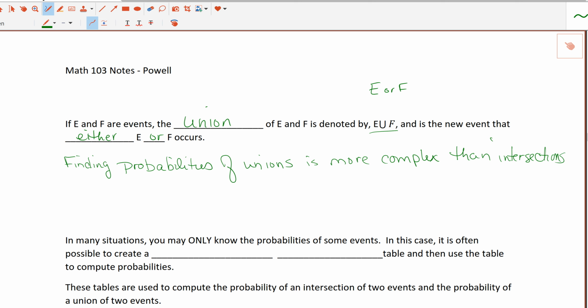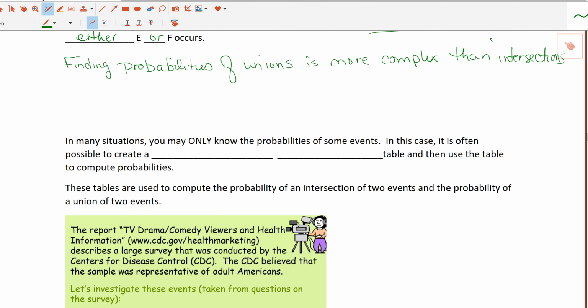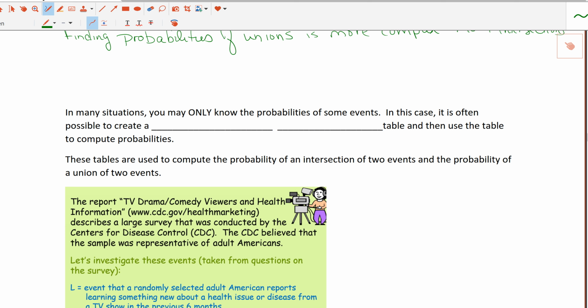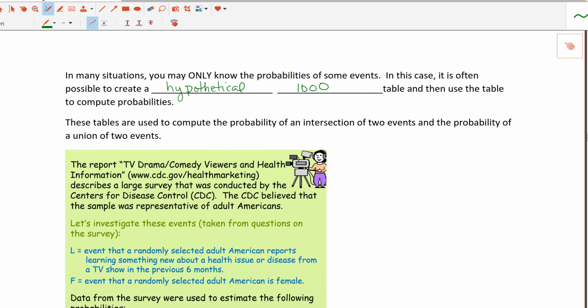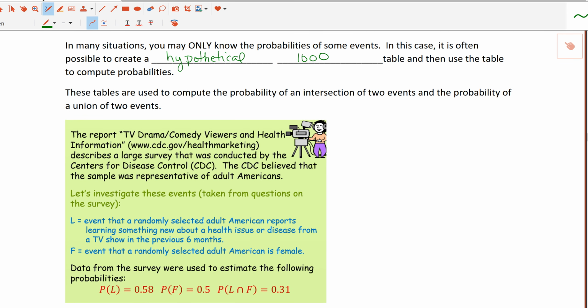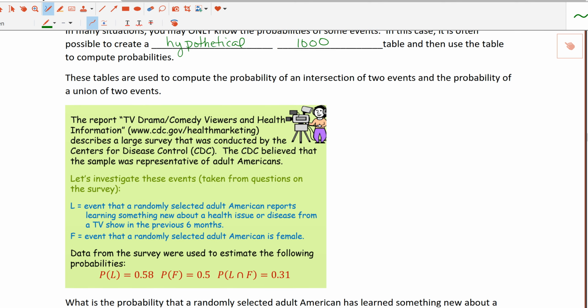So what we'll do is we'll look at what's called a hypothetical 1000 table. You may only know probabilities for some events. In this case, it's often possible to create what we are going to call a hypothetical 1000 table, and then use the table to compute the probabilities. Okay, and let me show you how to do this, because these tables are used to compute probabilities of intersections and unions of 2 events.